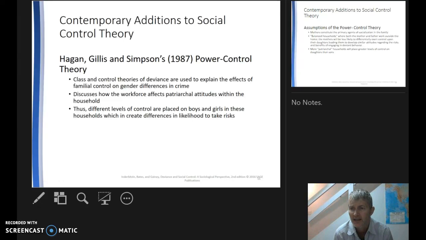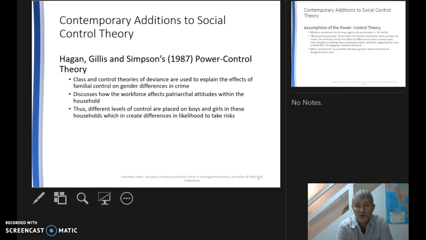That brings us to Hagan, Gillis, and Simpson, essentially their power control theory. This is bringing us more into the contemporary world of social theory. We're leapfrogging out of the late 1950s and 60s into the late 1980s. Class and control theories of deviance are used to explain the effects of familial control on gender differences in crime. These theorists discuss how the workforce affects patriarchal attitudes within the household, and therefore different levels of control are placed on boys and girls in these households, which in turn create differences in likelihood to take risk.